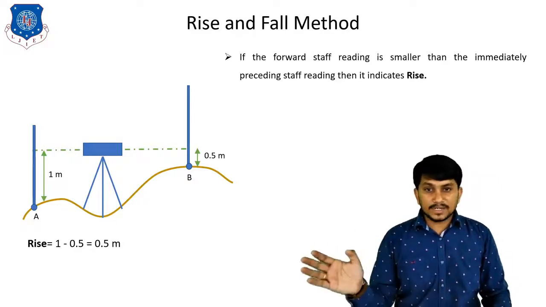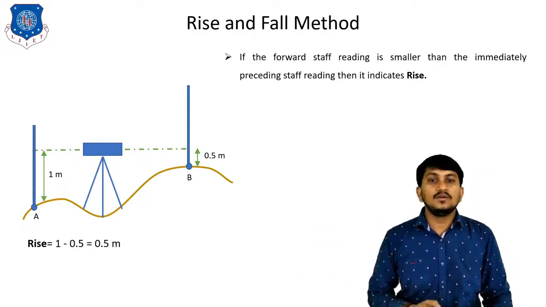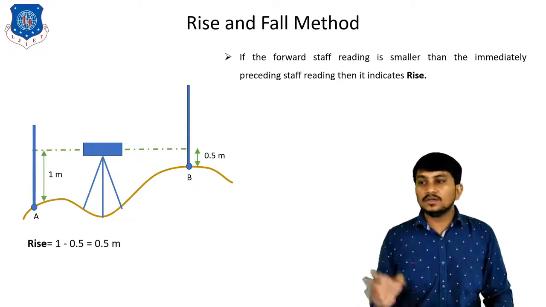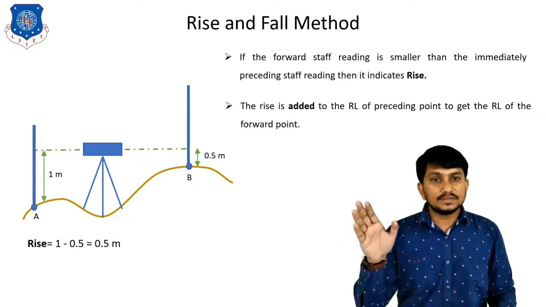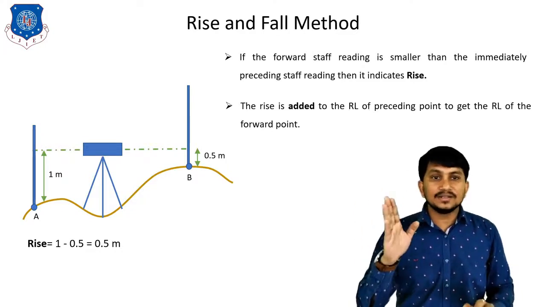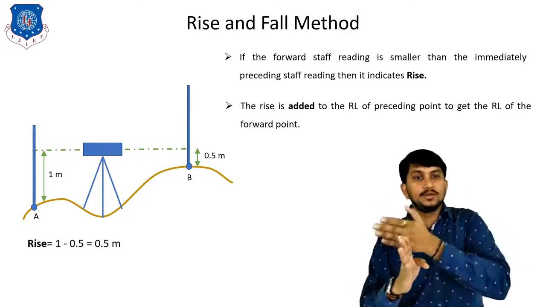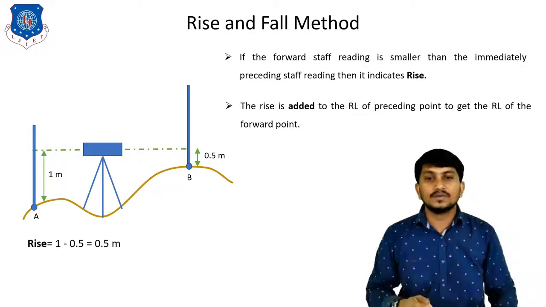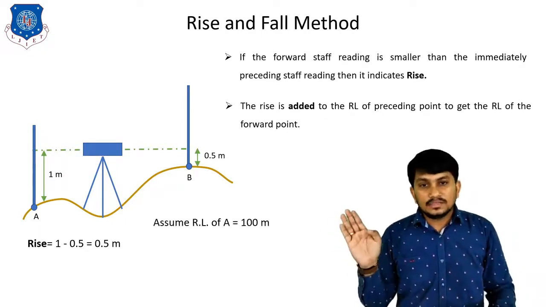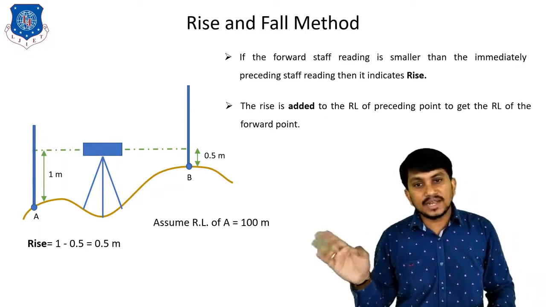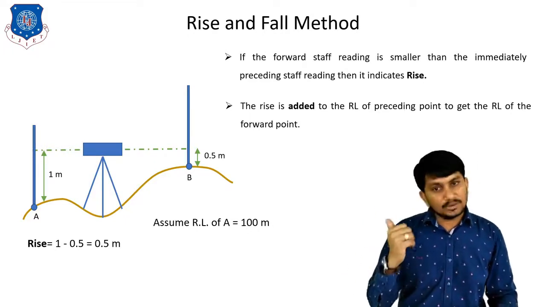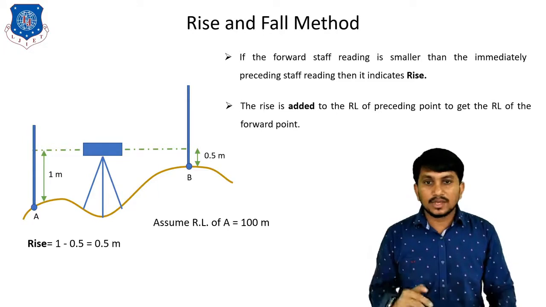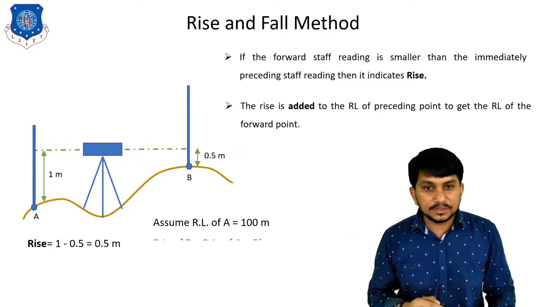After finding out rise or fall, we can calculate the RL of these points. For that, this statement is used: if there is a rise, the rise is added to the RL of the preceding point to get the RL of the forward point. Suppose the RL of station A is 100 meters. To find out the RL of B, we have to calculate the rise or fall. Here there is a rise of 0.5 meter.